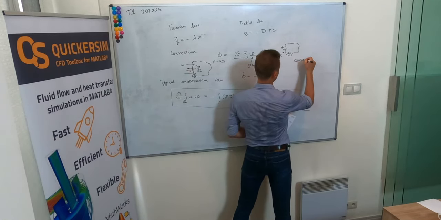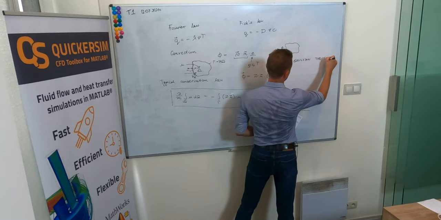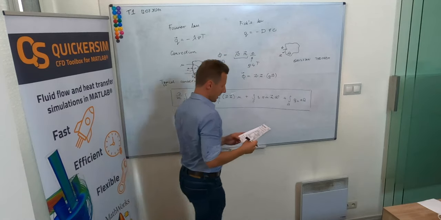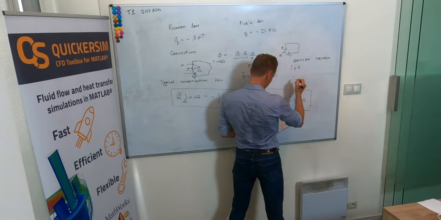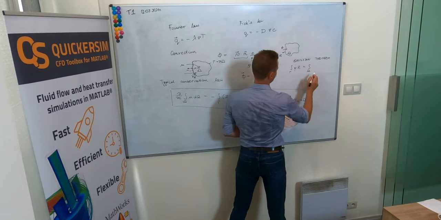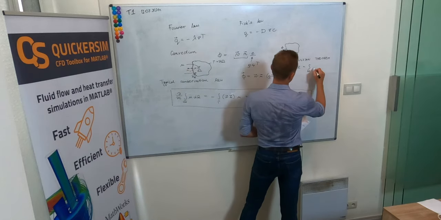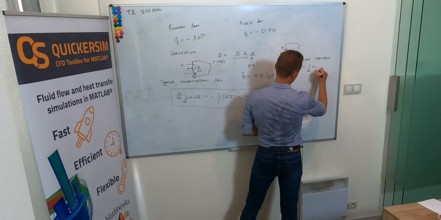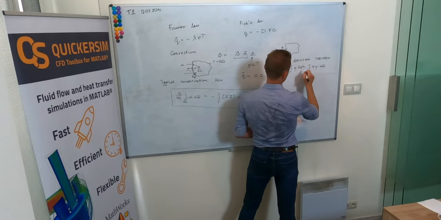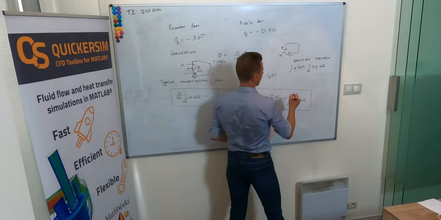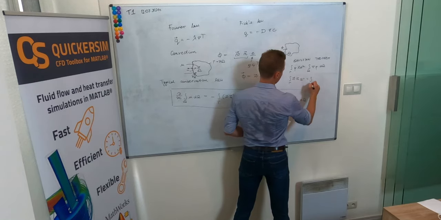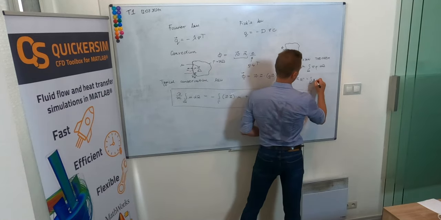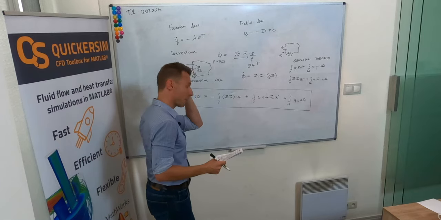We need to quickly remind the Gaussian theorem to make another step forward. Very quickly speaking, if you've got some field p times the unit normal vector at the boundary, this can be changed into the domain integral of the gradient of p times d omega, so here d gamma. Or if you've got a vector quantity, phi times n at the boundary, this means that it can be changed based on the Gaussian theorem into the divergence of the vector phi times the element of the domain.